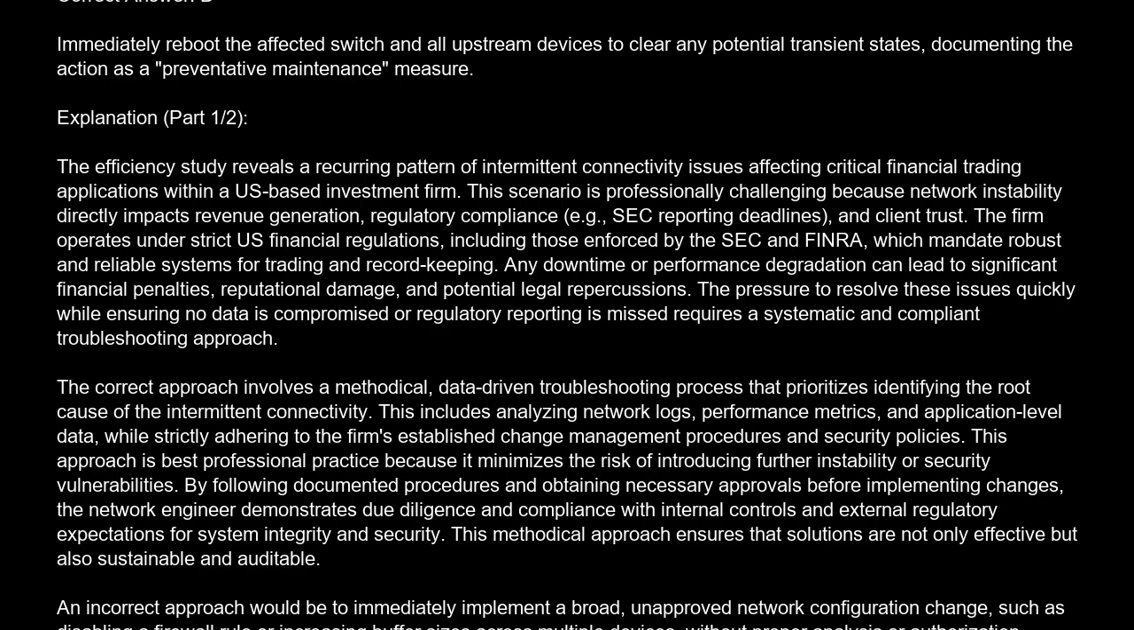By following documented procedures and obtaining necessary approvals before implementing changes, the network engineer demonstrates due diligence and compliance with internal controls and external regulatory expectations for system integrity and security. This methodical approach ensures that solutions are not only effective, but also sustainable and auditable.